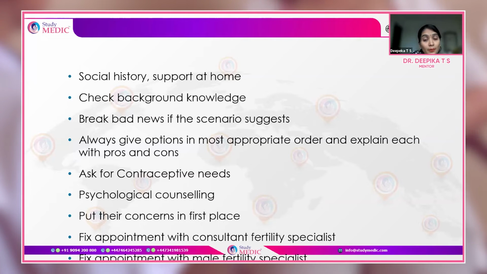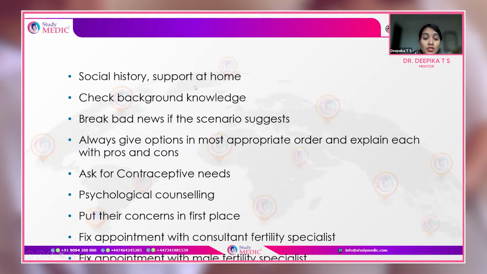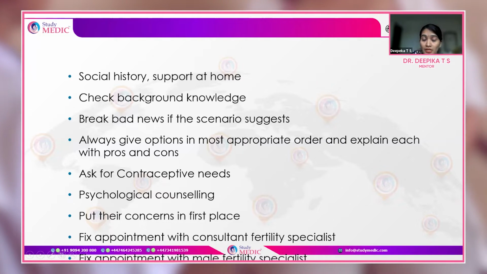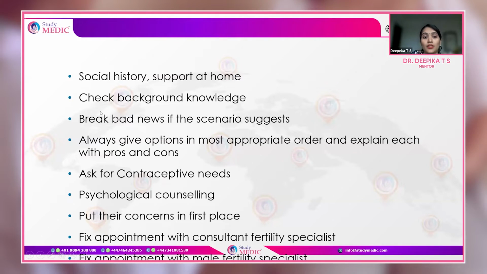Social history, support at home is very, very important. How happy they are, how her partner is behaving with her. It's very important. Check the background knowledge of the role player, the patient, about the condition, how much they know about the condition. And if it is a bad news, break the bad news sensitively.